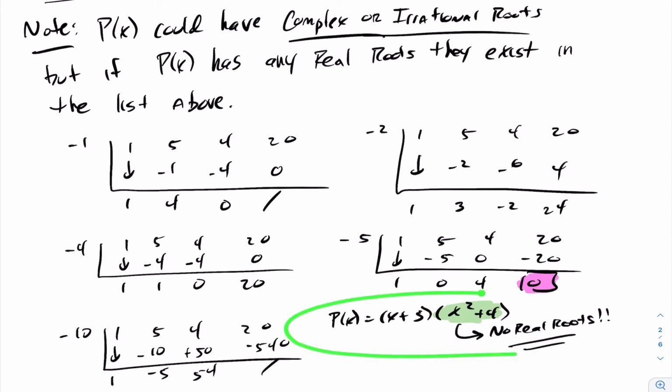And just looking at our polynomial a little bit closer here, I just decomposed it. You have your x plus 5, and you're left with x squared plus 4. This has no real roots, right? X squared plus 4 does not cross the x-axis and yields no real roots. All right, let's take a look at another example.